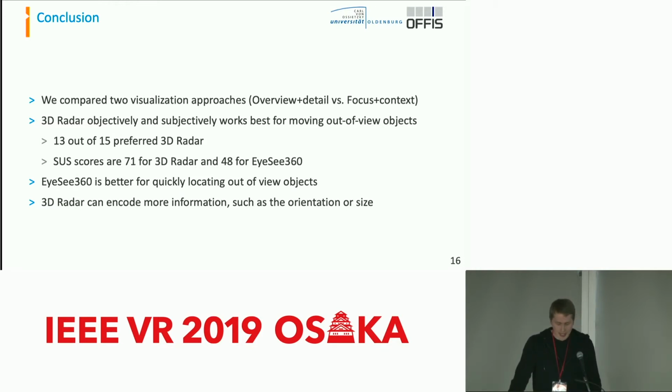So what can we say? IC360 is better for quickly locating out-of-view objects, and 3D radar can also encode more information. Because of the overview-plus-detail approach, we can also encode, for example, the orientation of objects out of view or their size, which is not possible because we lose these abilities in Focus+context approaches.